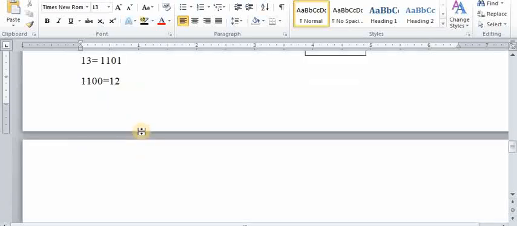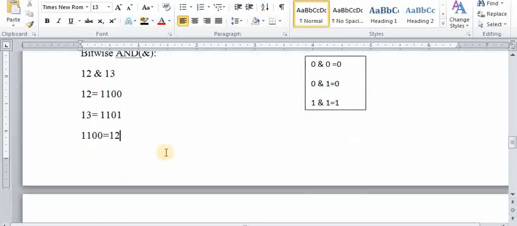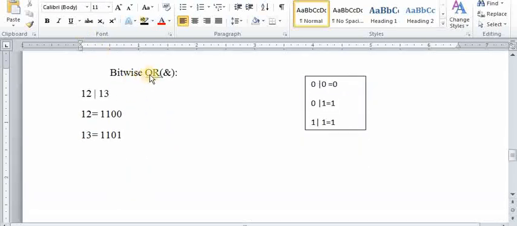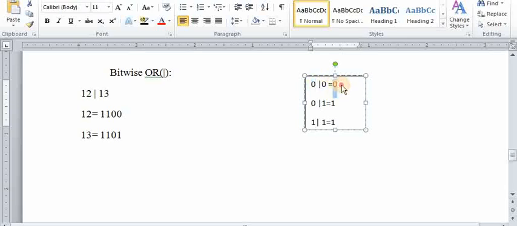Next you will learn the bitwise OR operator. For this, use this sign and this table. The OR operator returns true if either one condition is true. Here you have two false conditions: false or false will be false. If you use false or true, it will return true, and true or true will return true.